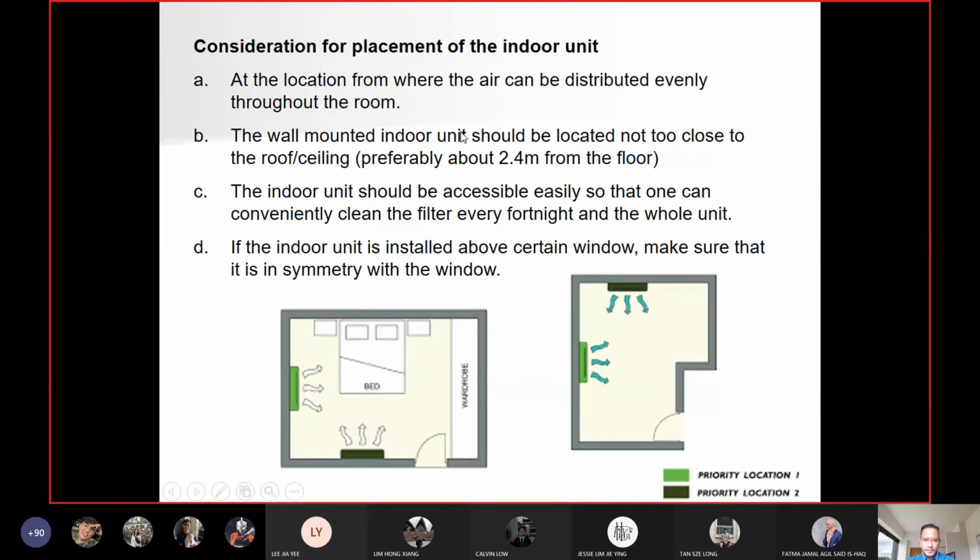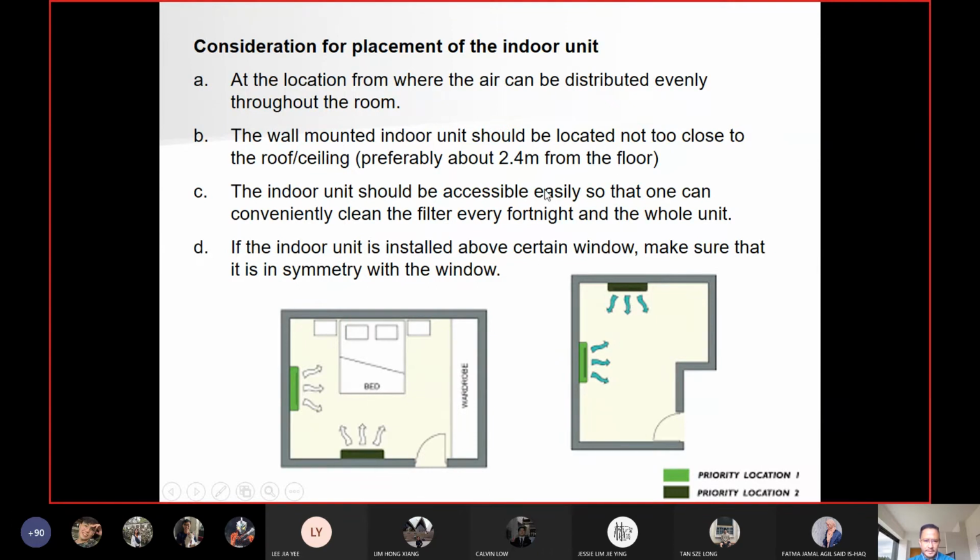The wall-mounted indoor unit should not be located too close to the roof. It should be about 2.4 meters from the floor, because if it's too close to the roof, basically it is cooling the roof, because you know the roof is quite hot. You are cooling the roof more than you are cooling yourself. So that's why it shouldn't be put too high. But I believe the aircon installers know where to put it, right?